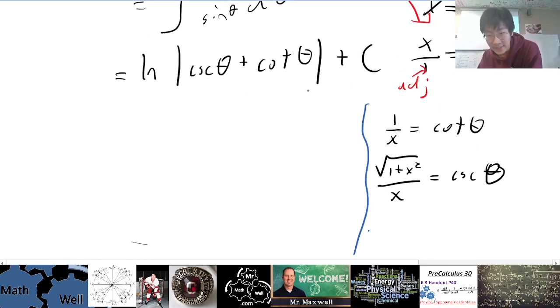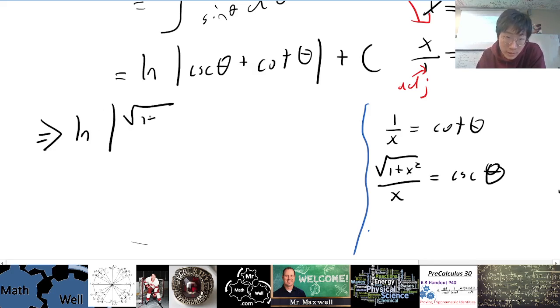So that's nice. But if we did, let's say we just had theta alone, then we would use arctan, right? Because we have x equals tan theta. You take the arctan of both sides, you get arctan of x equals theta, and so on and so forth. But let's substitute this in. So now we have ln of the absolute value of cosecant theta, which is root 1 plus x squared over x, plus cotan of theta, which is just 1 over x, and then plus c.